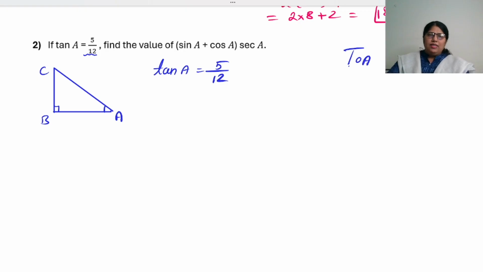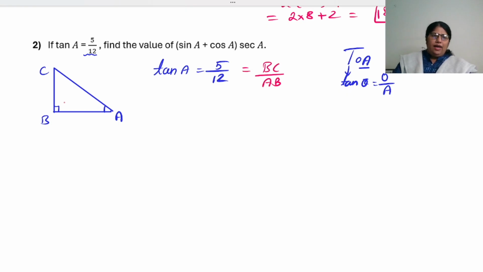So it's given tan A is 5 by 12, and using SOHCAHTOA, TOA is tan of theta equals opposite by adjacent. Now if you see, the opposite side of angle A is BC and the adjacent is AB. The side opposite to 90 degrees is always the hypotenuse. The side next to angle A, which is one of the arms, is adjacent, and this is opposite.